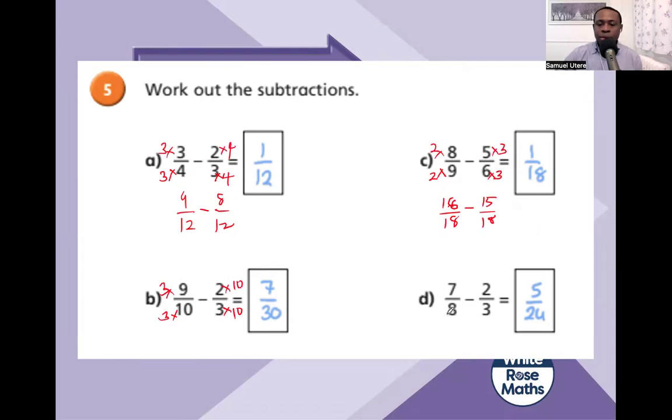Here, the lowest common multiple is 24, so we'll multiply that by 3, and we'll multiply that by 8. So now this becomes 21 over 24 minus 16 over 24. 21 minus 16 is 5, so our answer will be 5 over 24.